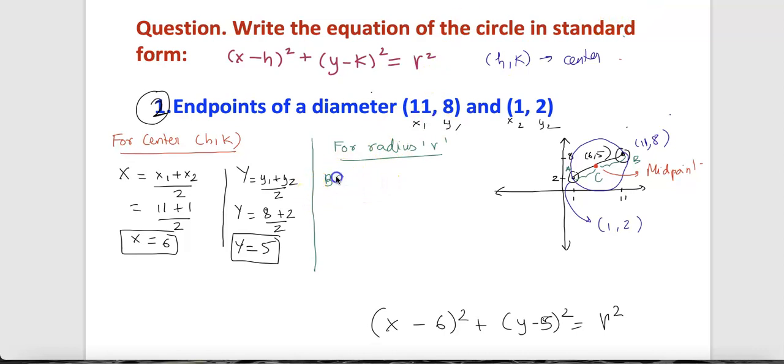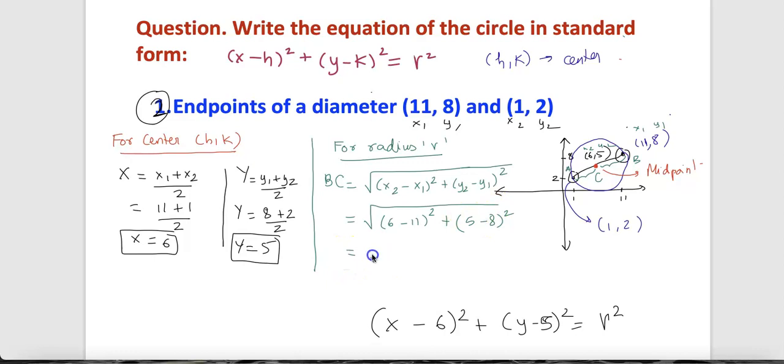The formula is BC is equal to radical of x2 minus x1 whole square plus y2 minus y1 whole square. You can also rewrite the formula like this: radical of y2 minus y1 whole square plus x2 minus x1 whole square. It will give you the same answer. I'm taking this as my x1 and this value as my y1. So this will be my x2 and this will be my y2. Let's substitute the values: 6 minus 11 whole square plus y2, which is 5 minus 8, whole square. There you go. After this you can also use a calculator.